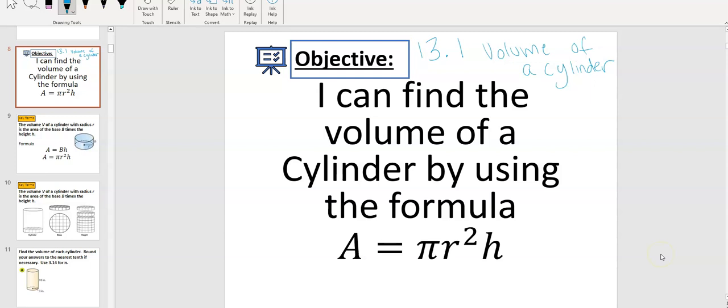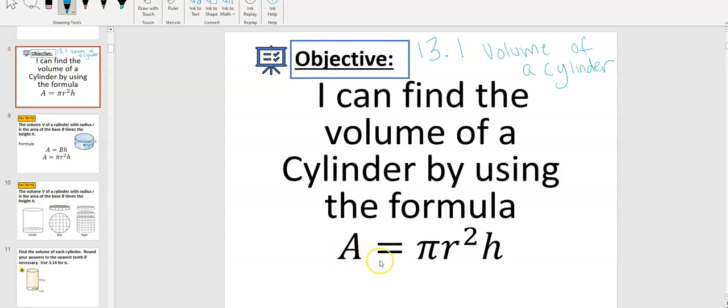All right, here we go. We are starting our new lesson for our new module 13. We're looking at volume of cylinders, cones, and spheres. Today, we're going to focus on just how to find the volume of a cylinder.